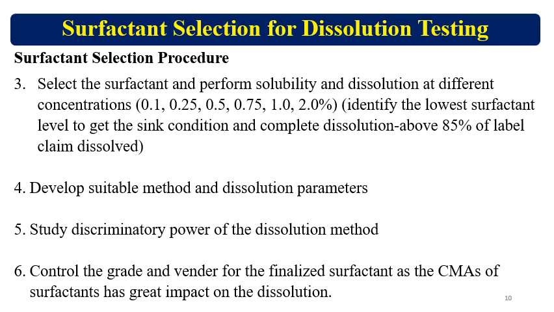If you are using vendor A and vendor B and you observe that the vendor A surfactant level required is higher than vendor B, then go for vendor B and don't select vendor A. So always try to have the lowest surfactant level to get the sink condition and to get the complete dissolution.